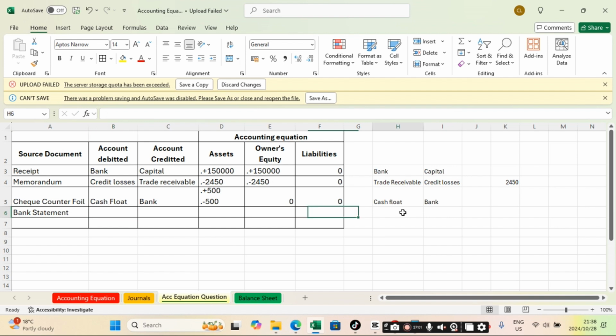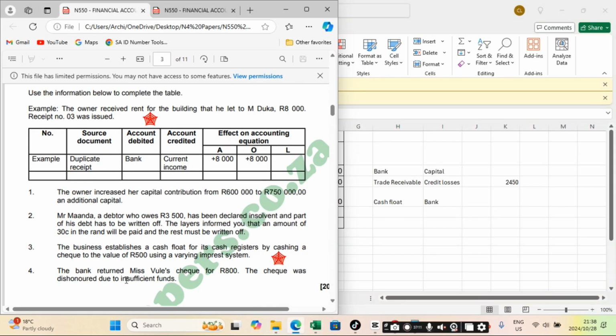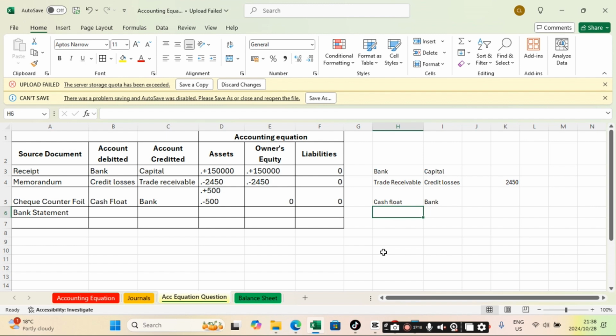Now we need the two accounts that will be affected by the transaction. What are the two accounts that will be affected? Reread the question: the bank returned the check, which means whoever's check, the check was dishonored. So the two accounts. We received the check, so when we receive a check, the bank account will be affected. It's receiving money, so the bank account needs to be affected.